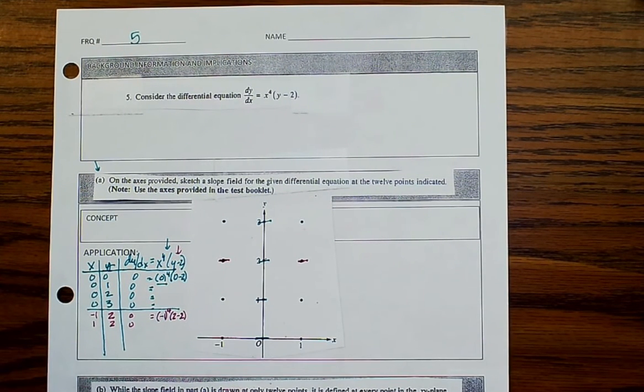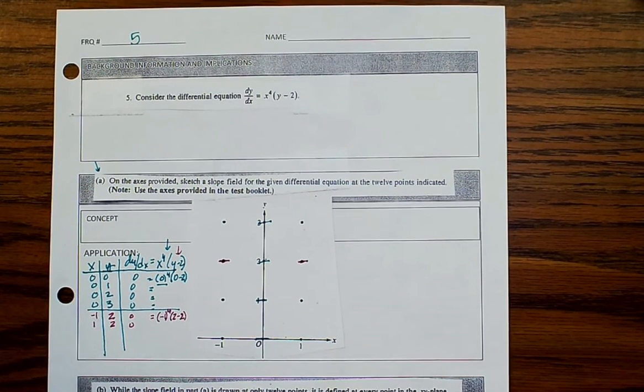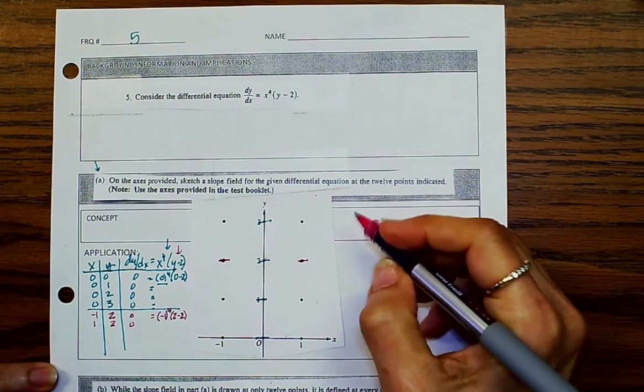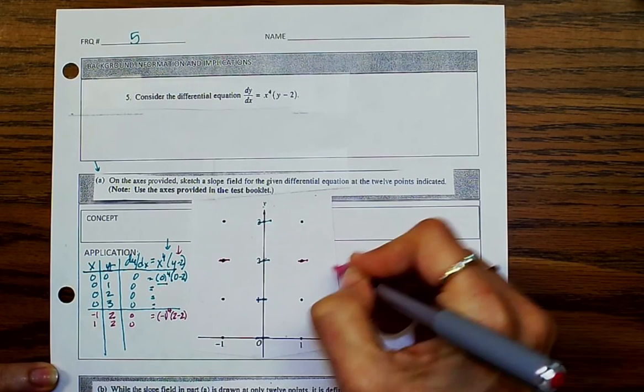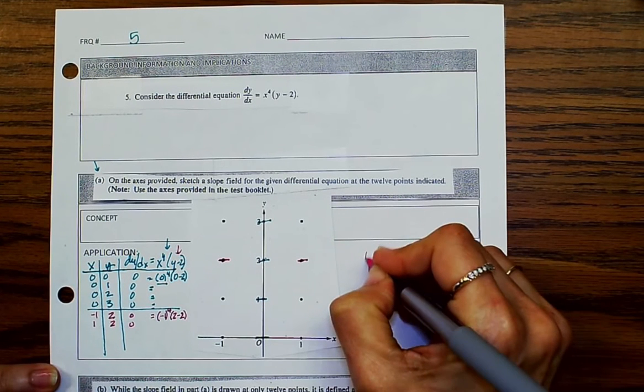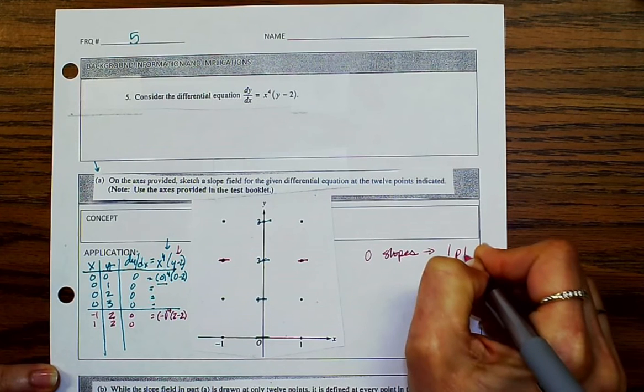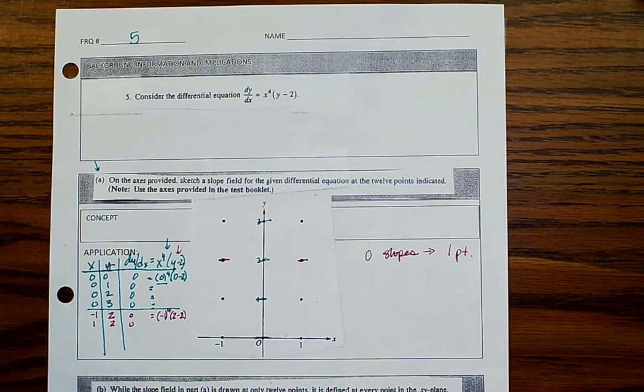Typically, the way slope fields are graded, your points along the y-axis and along the line y equals 2, where you have 0 slopes, will get you 1 point.